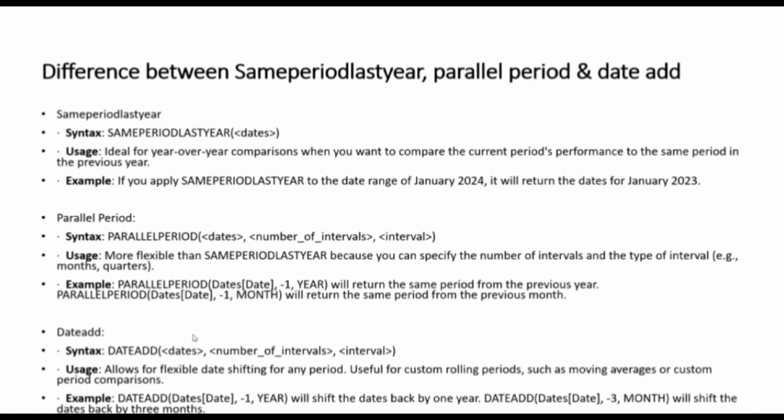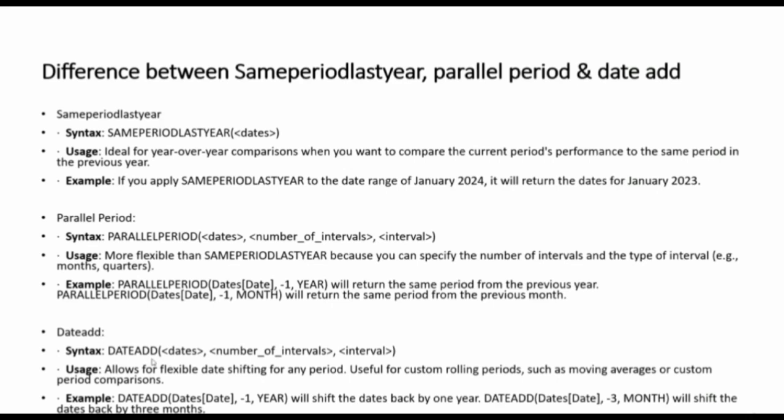Coming to DATEADD, it can shift you to any range, even plus or minus 1. For example, if you have to find revenue from the start date to last year, in that case also you can do plus or minus 1 along with the DATEADD function. It is useful for custom rolling periods such as moving average, and custom period comparison. So in that case DATEADD is used.